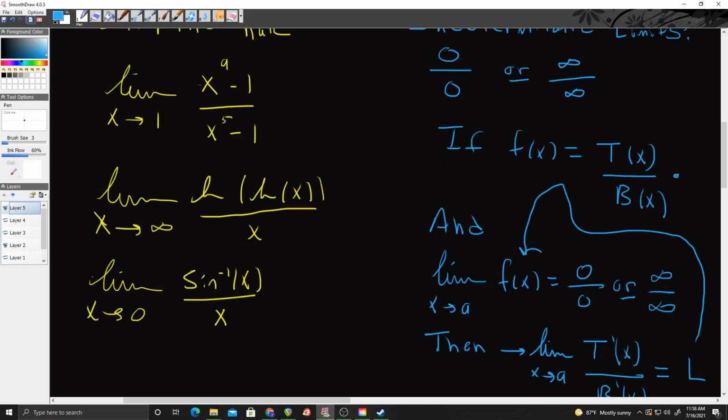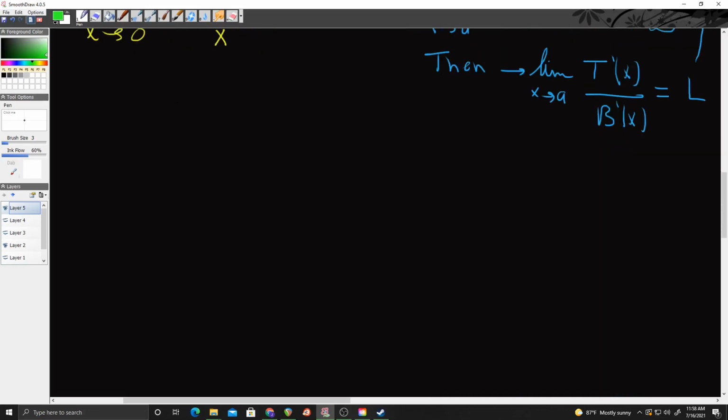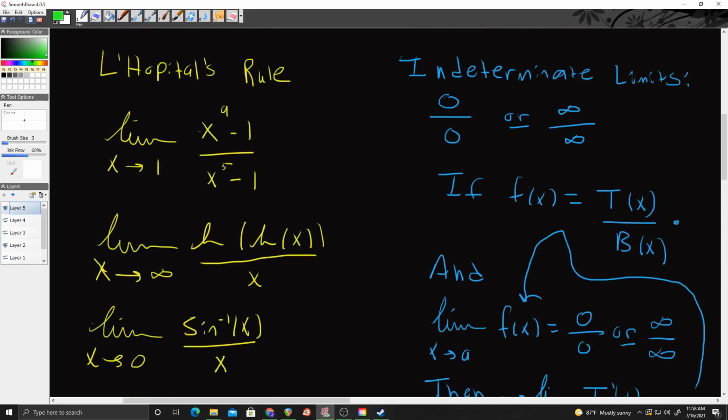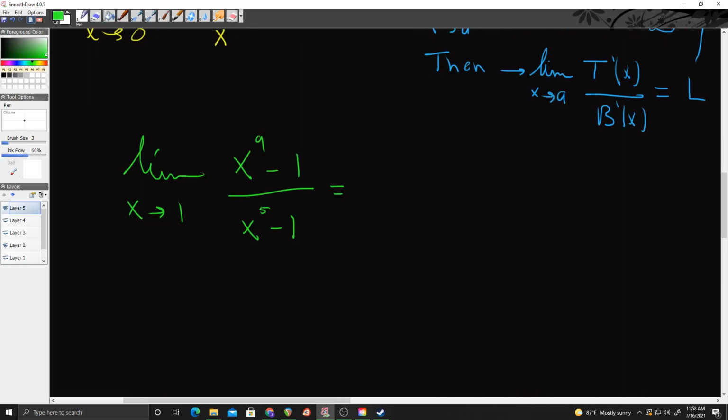And so we've got 3 examples here that we're going to go through. The first one, of course, is probably going to be the most straightforward. We've got the limit as x approaches 1 of x to the 9 minus 1 over x to the 5 minus 1. The idea, of course, is we always want to see if we can plug in 1 directly and get a result. But 1 to the 9th is 1, 1 minus 1 is 0, 1 to the 5 is 1, 1 minus 1 is 0. So there we go, 0 over 0. We've got our indeterminate form.